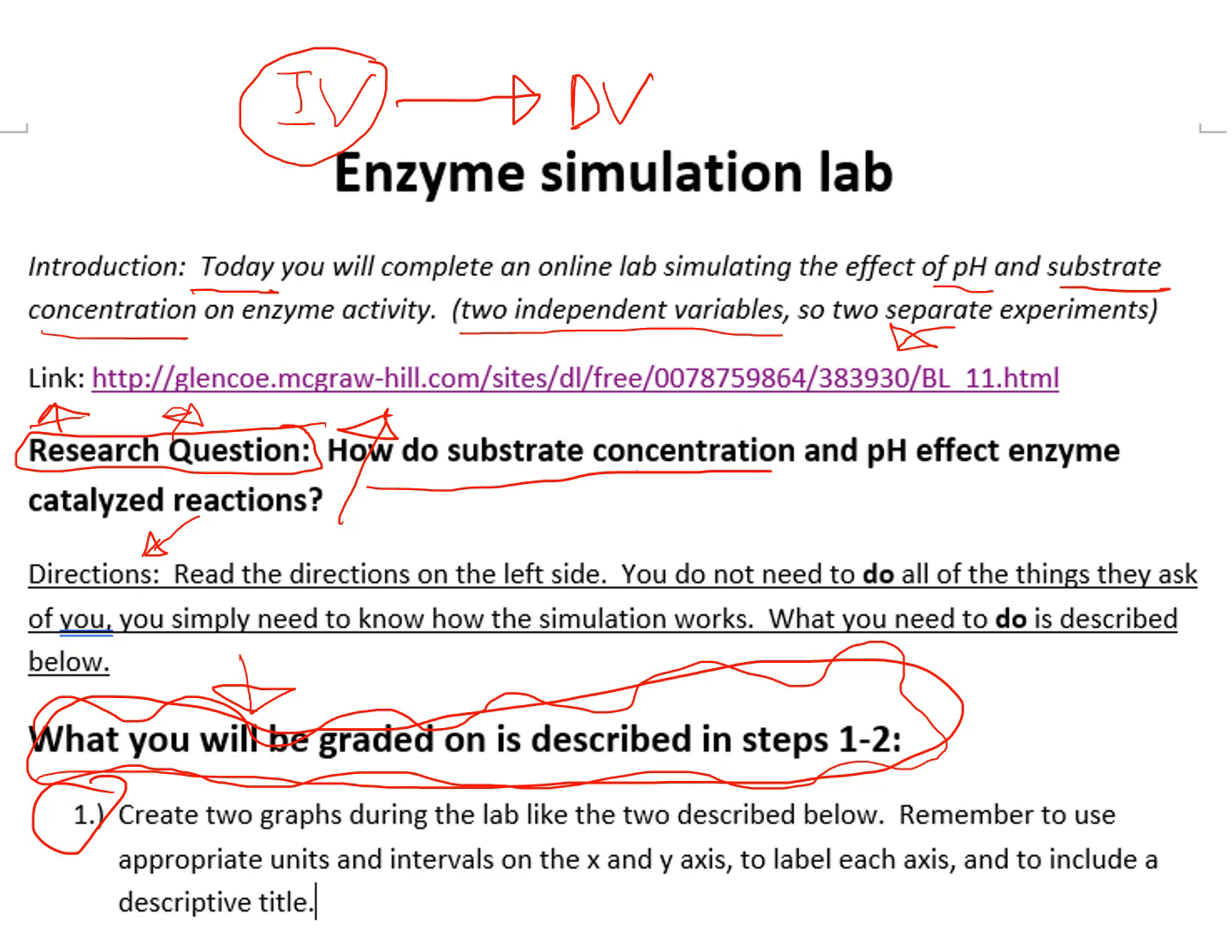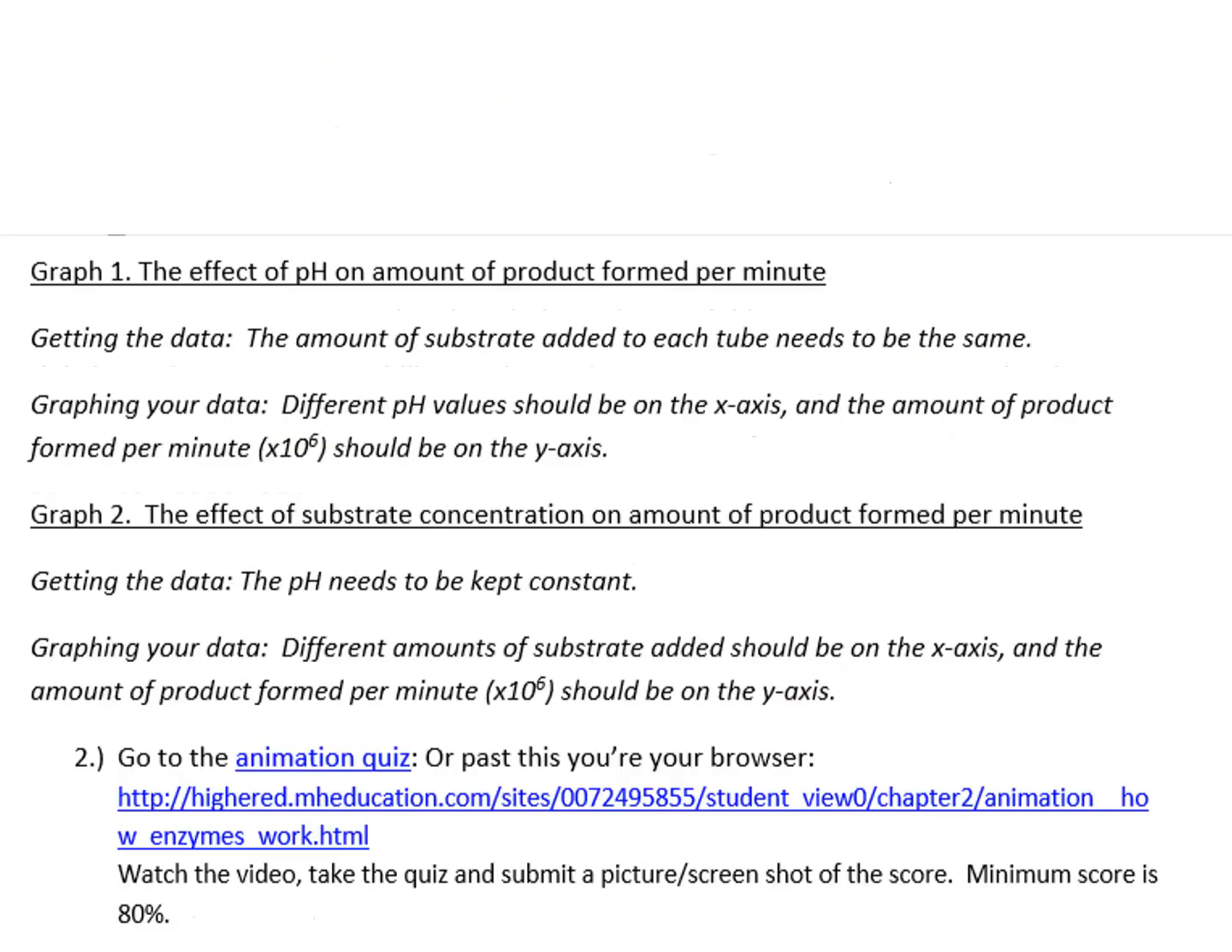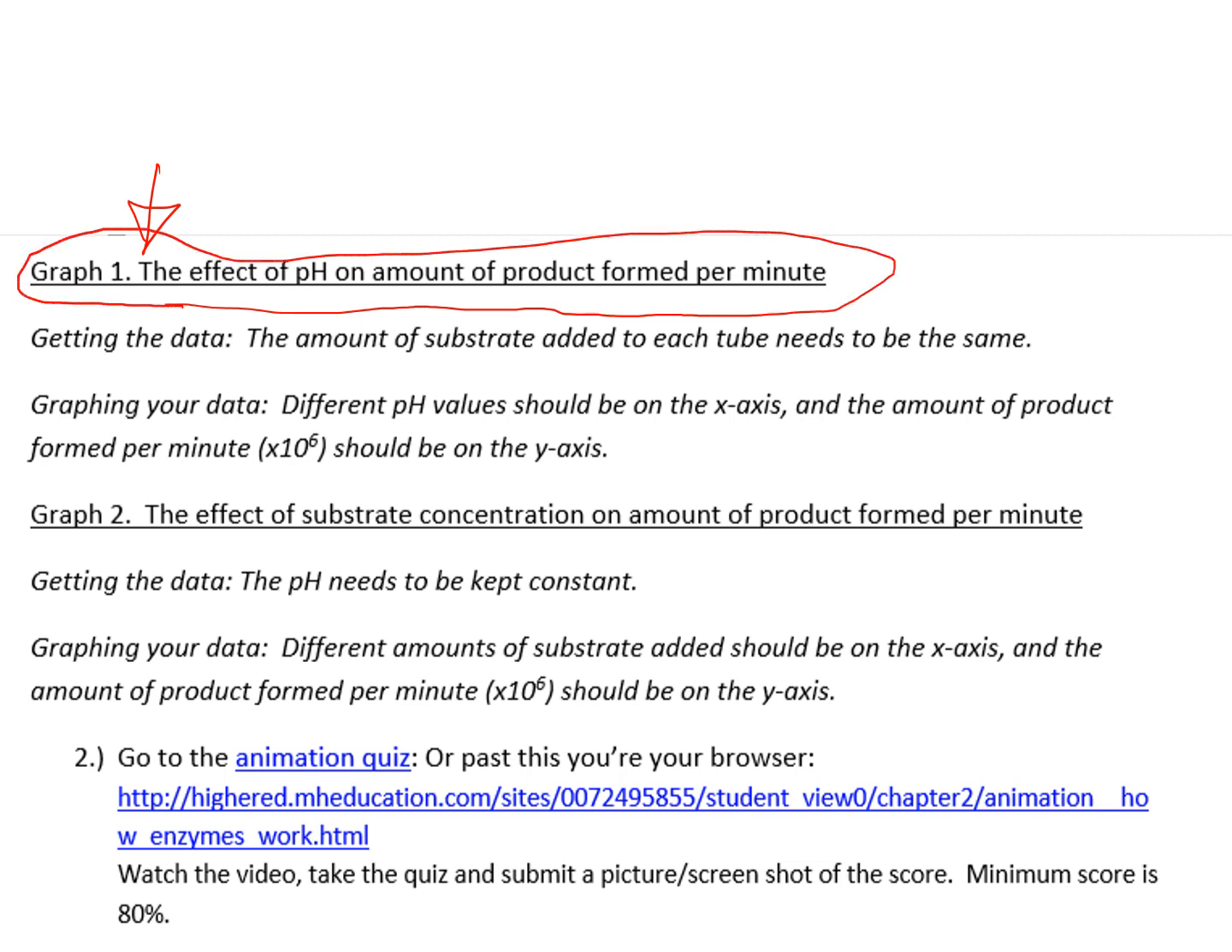So I'm going to go to the next slide, and that just shows the bottom half of this Word document. Woo, there it is. So graph number one is going to be the effect of pH on amount of product formed per minute. I would say this is a so-so title, but I would make it a little bit more specific. Amount of product, such as what product? You could be more specific, I think. And actually, other than that, it would not make a bad title for this graph.